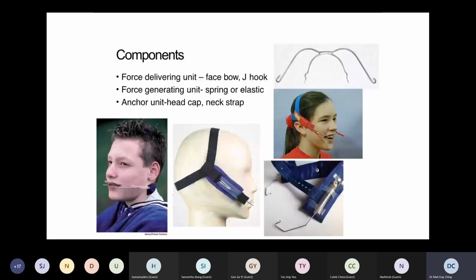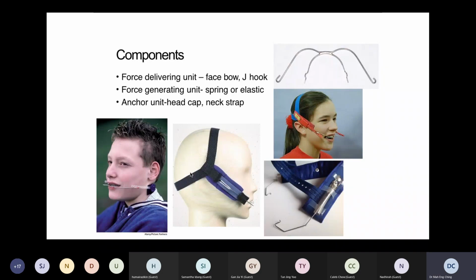So what are the components of this headgear? We have this force delivering unit, which is a face bow. It's on the top right corner. This one is called a J-hook or face bow. Then the force generating unit, which is a spring or elastic, attached from the cap to these face bows.